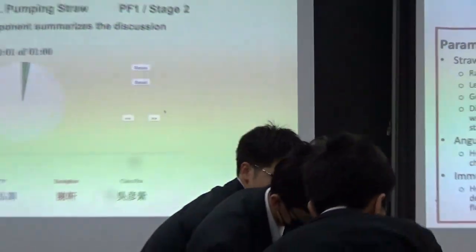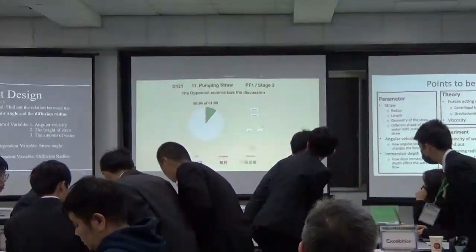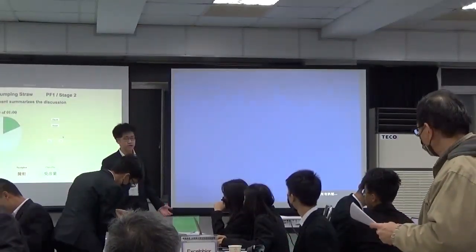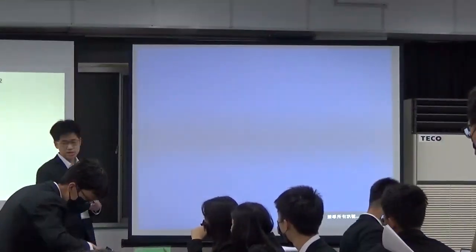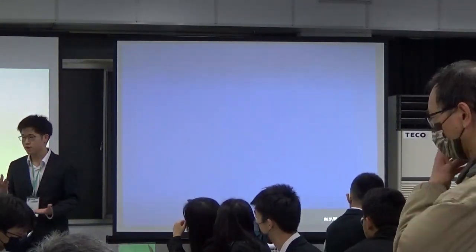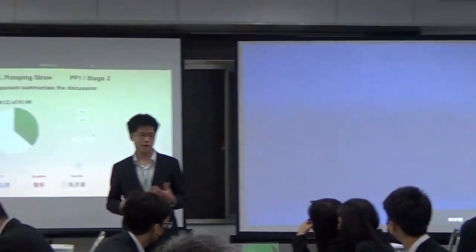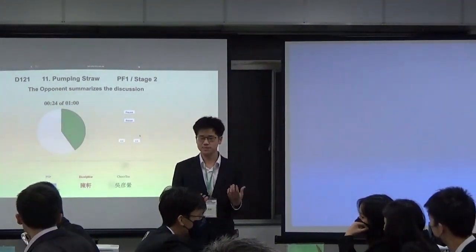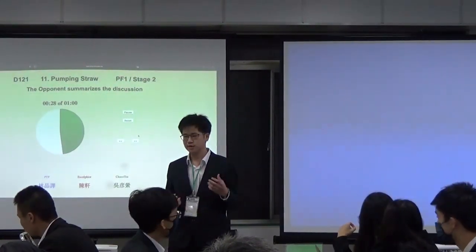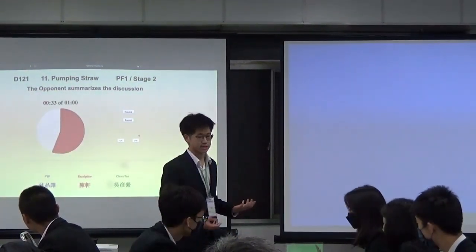Okay, time's up. And for the discussion summary, the reporter mentioned that the report thinks that the length of the straw won't have a boundary. However, the opponent thinks that the length of the straw will have a boundary, because when the length of the straw is increasing, the radius of the rotation will increase, so that it will be easier for the water to pump out.